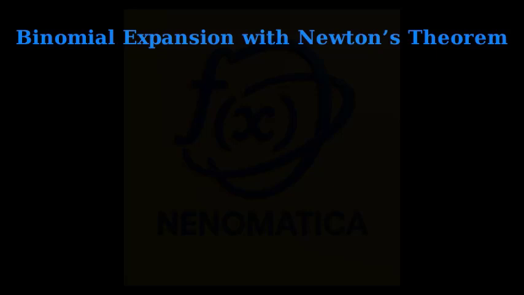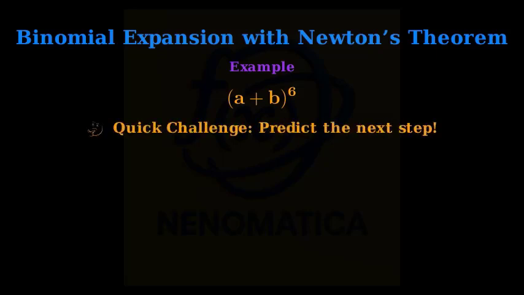We will expand the binomial power a plus b raised to the sixth power using Newton's binomial theorem. First, we label this as an example. Then, we present the problem clearly in orange bold math. Quick challenge. Can you predict what the general expansion looks like before it appears?